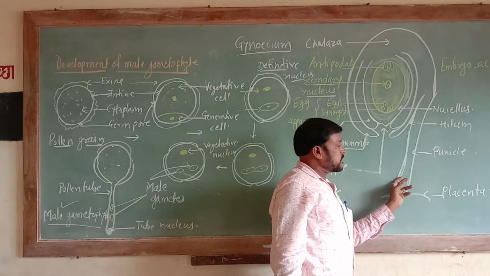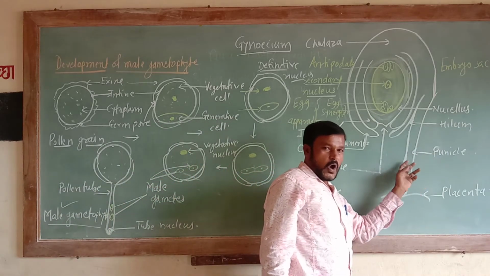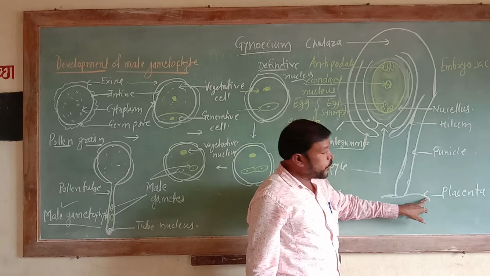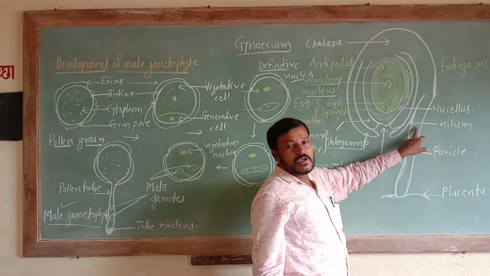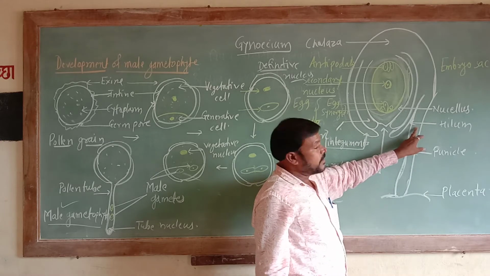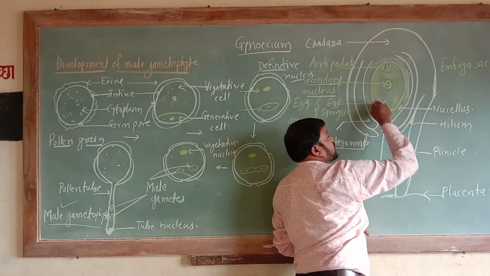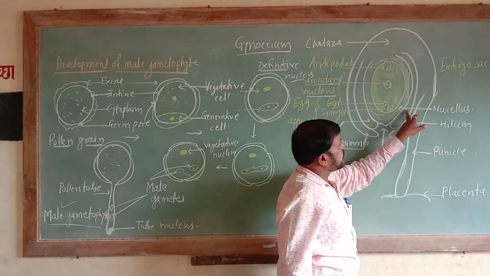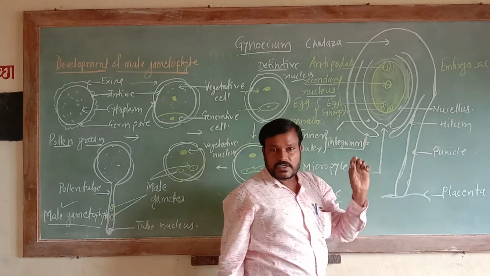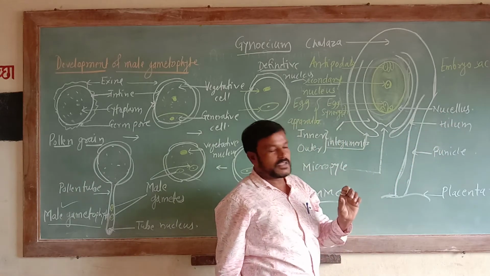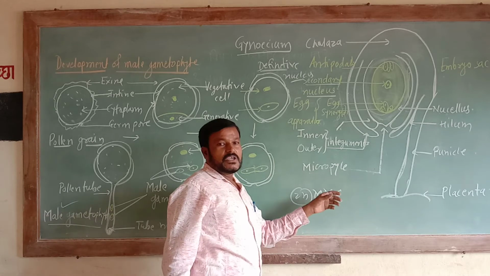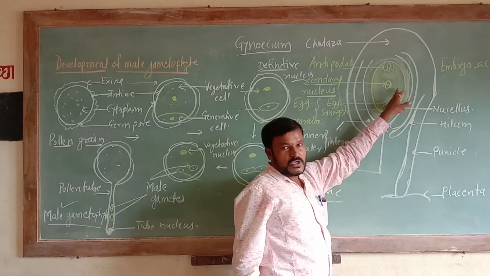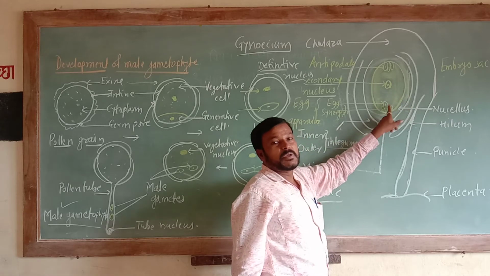I am again repeating the structure of the anatropous ovule. It contains a funicle, the stalk of the ovule, which is attached to the placenta in the ovary. Just above the funicle there is the hilum, and inside the ovule there is the embryo sac surrounded by the nucellus. The nucellus is a mass of diploid cells, the megaspore mother cells. These undergo meiotic divisions and form the embryo sac, which is nothing but the female gametophyte.